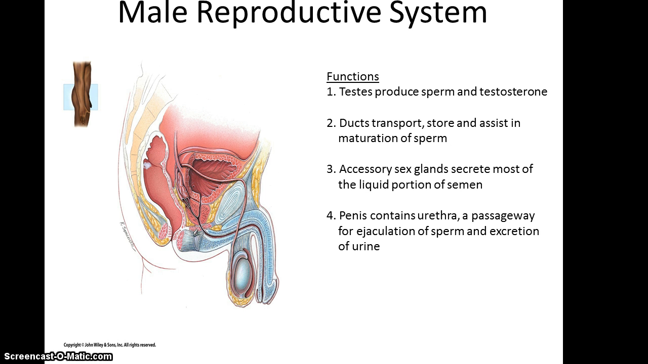So, the main functions of the male reproductive system include the production of sperm and testosterone from the testes, ducts that transport, store, and assist in the maturation of sperm. There are the accessory glands that secrete most of the liquid portion of the semen. And then there's the penis, which contains a urethra, a passageway for ejaculation of sperm and excretion of urine.